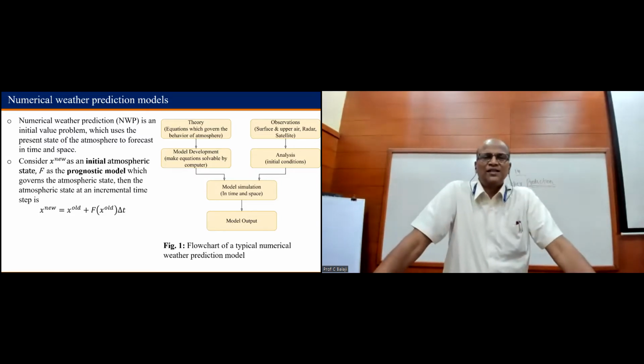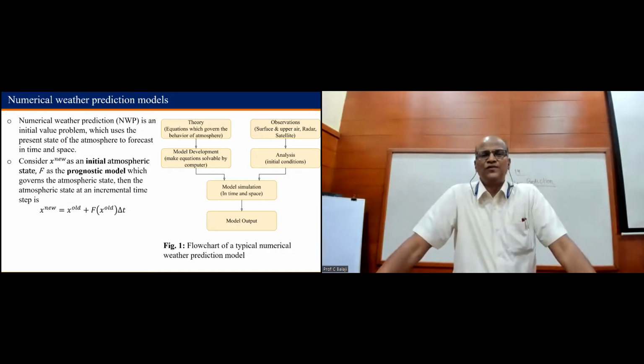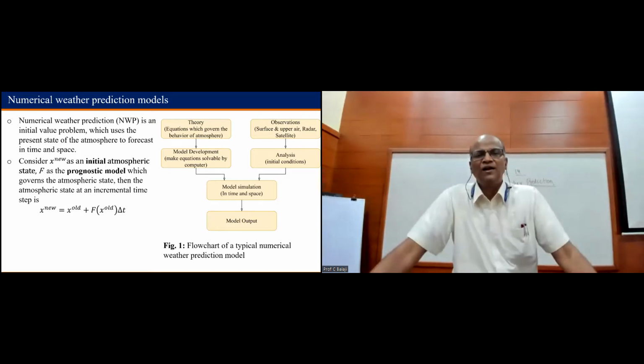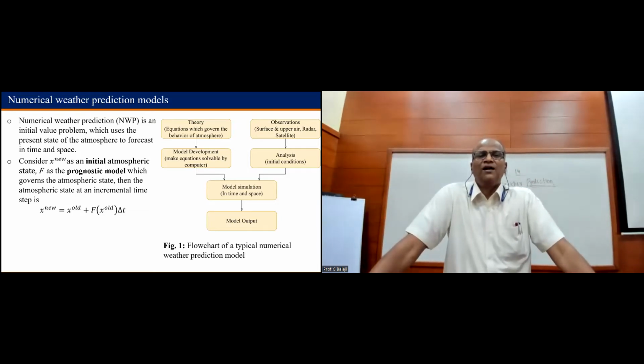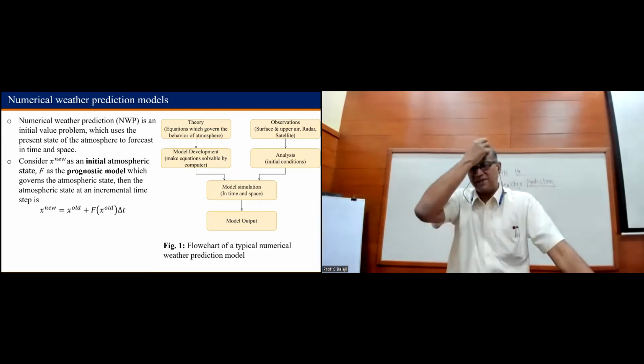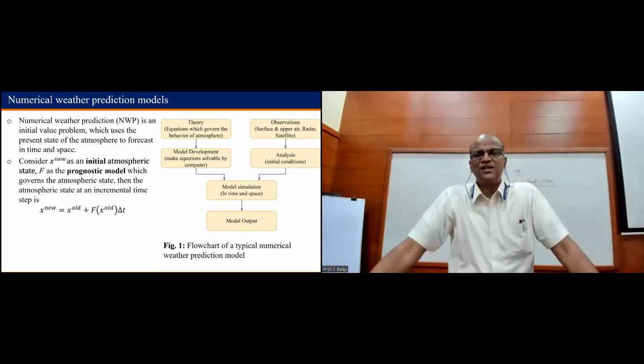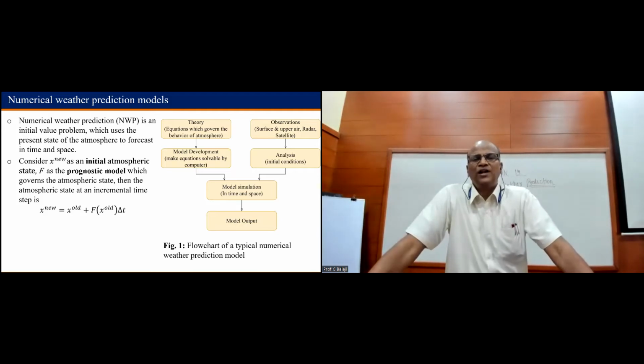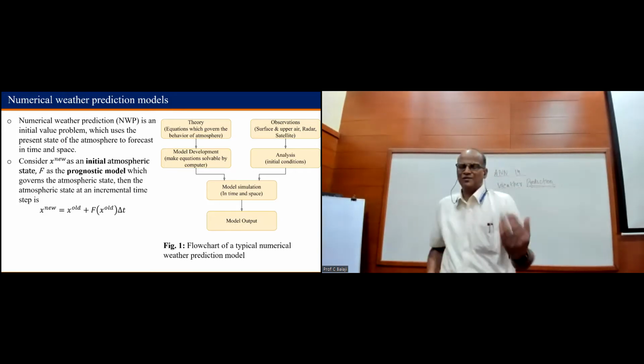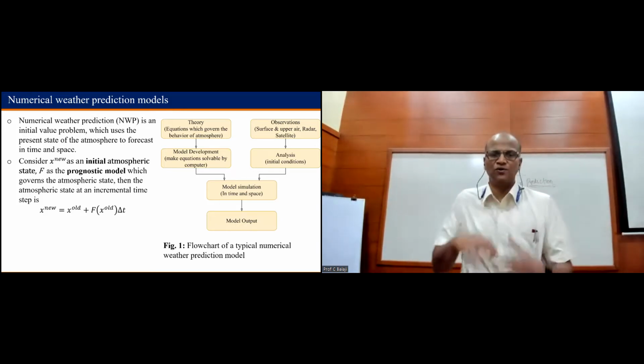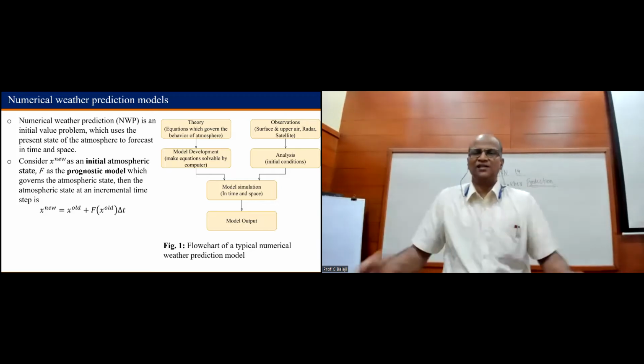So consider X superscript new as the new atmospheric state and F as the prognostic model which governs the atmospheric state, a dynamics model, let's say. Then the atmospheric state at an incremental step is given by the new state is the old state plus F operating on X of old into delta t. This is written as an explicit formulation and so on. I hope the idea is clear to you.